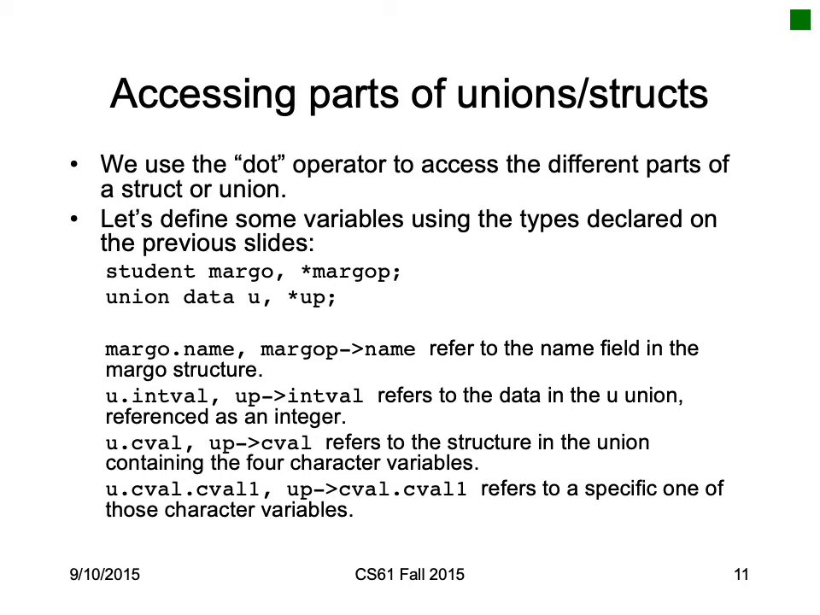And the same holds true with unions. So if I have a union, u.intval grabs me the integer value. Now u.cval gives me the structure that are the character values, and if I want a particular character in there, then it's u.cval.cval1. Okay, and if I had a pointer to this union, I would use u arrow cval, but then that would still give me an entire structure, and that structure is always in the union, so then I would use the dot. So dots are when you have the structure itself, arrows are when you have a pointer to the structure.